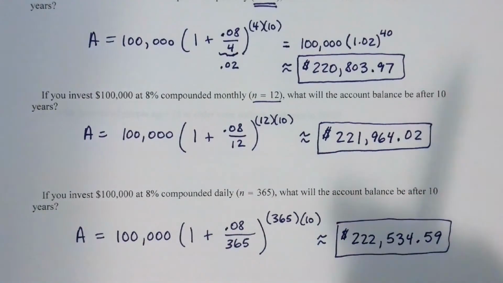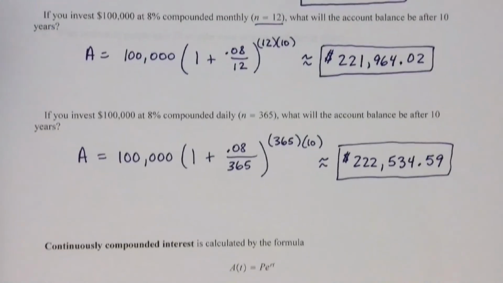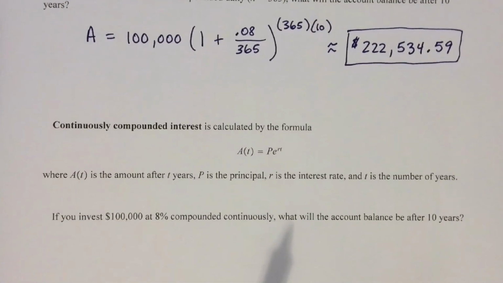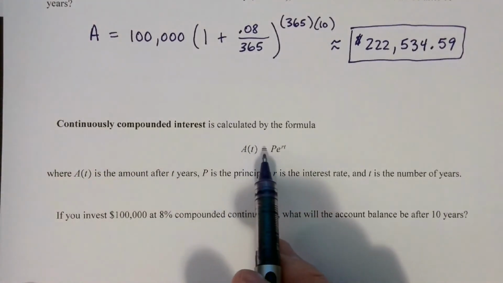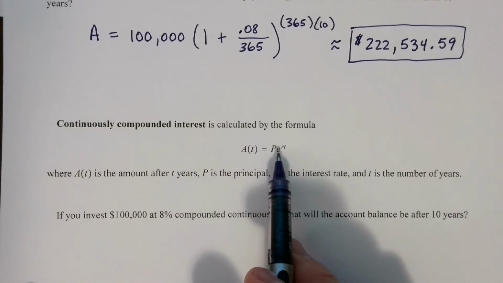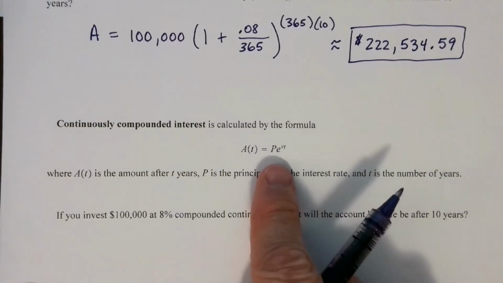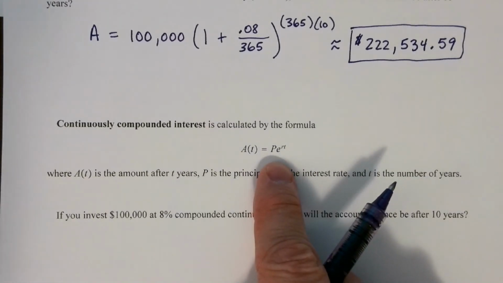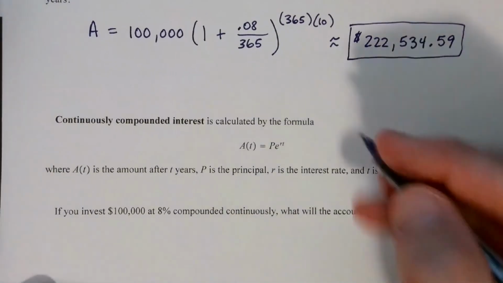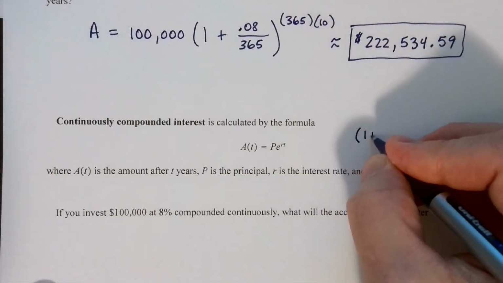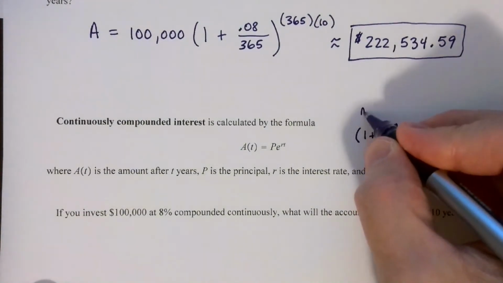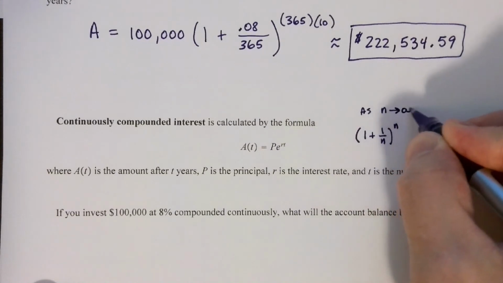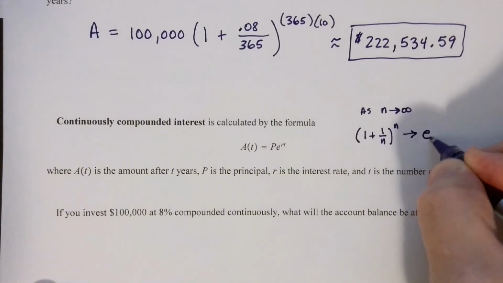And it turns out that changes our formula. The continuously compound interest formula is calculated by this formula, A of t equals P, hey, there's that natural base we introduced last time, e to the rt. And if you remember the way we introduced e, it was a process where we were taking n in this expression, as n goes to infinity. This expression was going to approach e, we said, right?